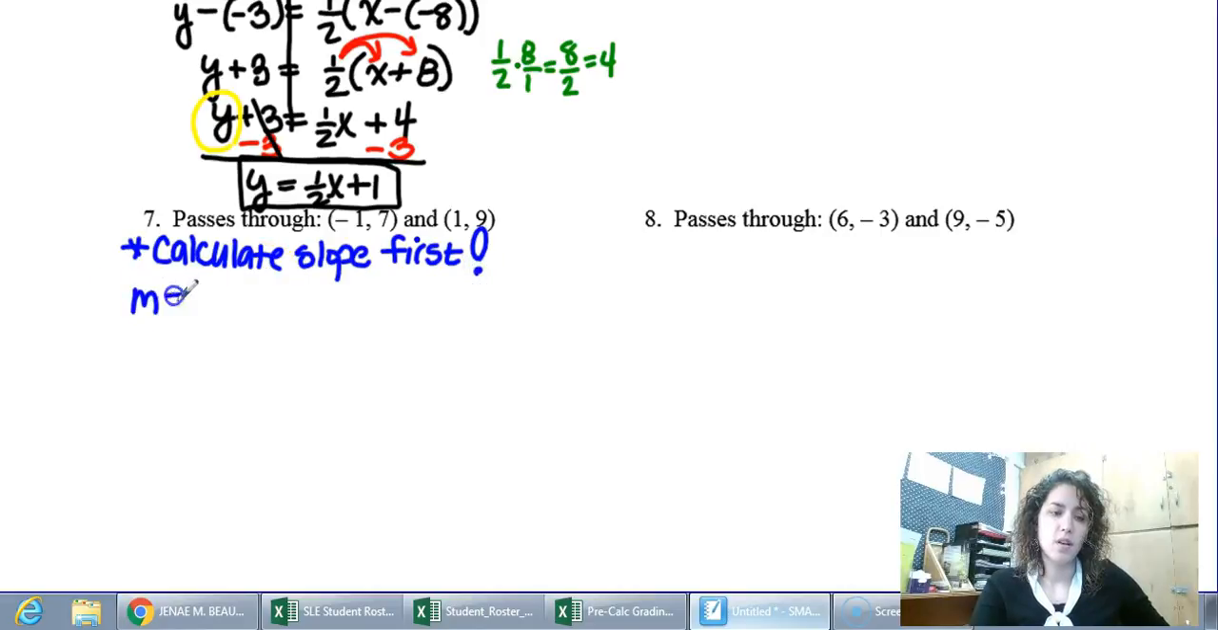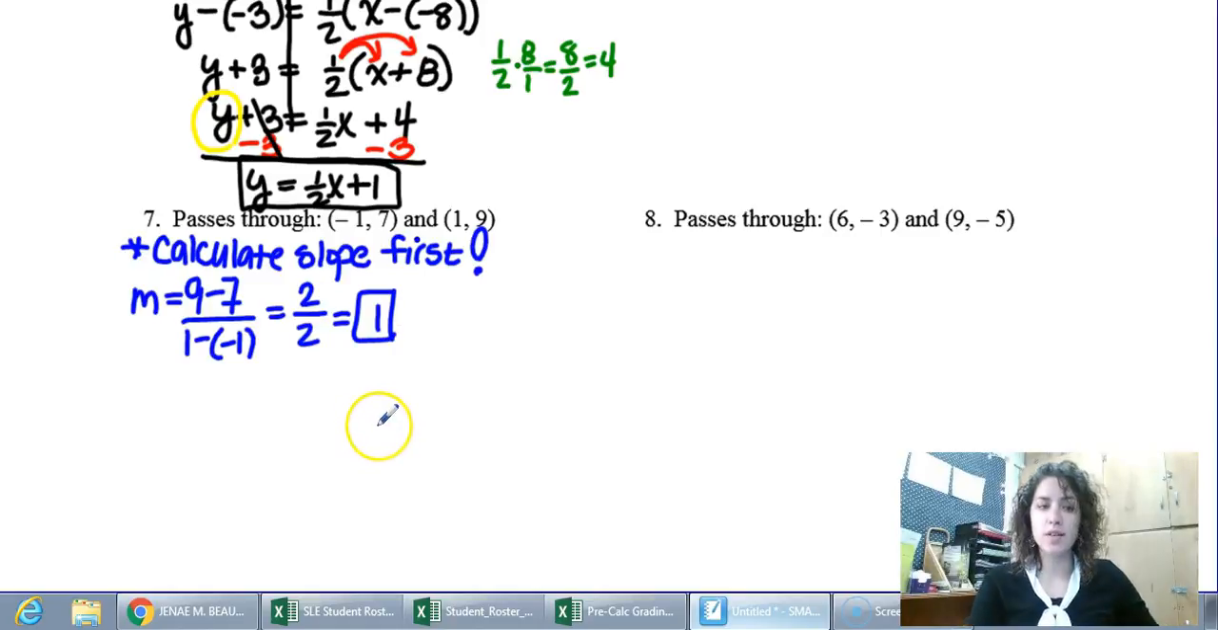So let's see. The change in the y values will be 9 minus 7 divided by 1 minus a -1. That'll get us 2 divided by 2 equals 1. So if you need to pause there to finish calculating slope on your own, no problem at all. Go for it. Press pause. So I've got slope and I've got points. So our strategy is going to be point slope form.